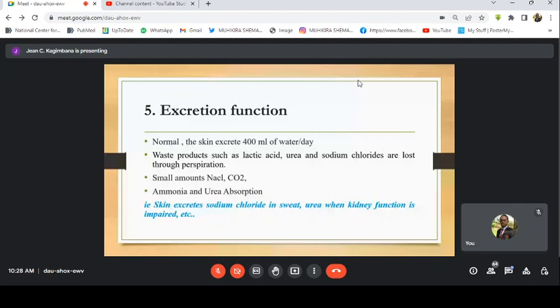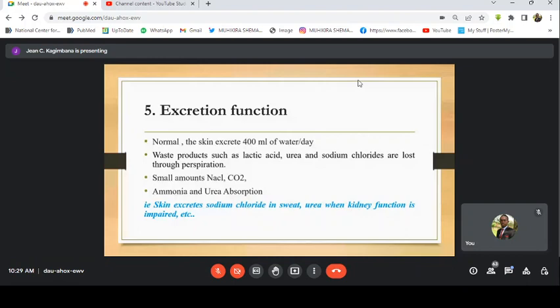The normal skin excretes 400 ml of water per day. Okay? Waste products such as lactic acid, urea, sodium, chloride are lost through perspiration. Small amounts of NaCl and CO2, ammonia and urea absorption. For example, the skin excretes sodium chloride in sweat, and urea when kidney function is impaired. And that's why when the kidney is impaired, urea, which normally is excreted through renal excretion in urine, is excreted in a big quantity from the skin.